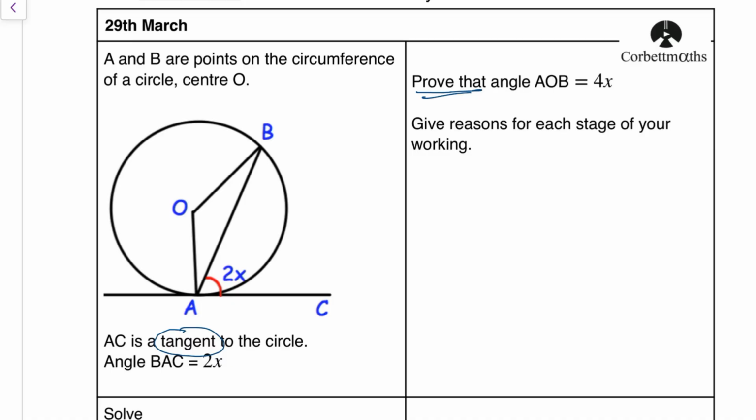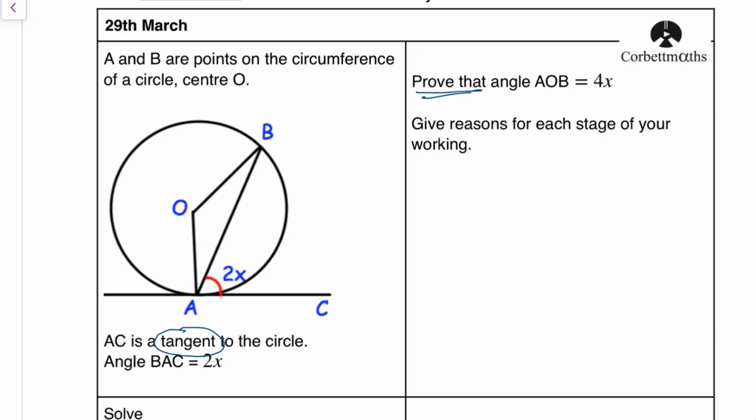I would note that this is going to be 90 minus 2x, and this is going to be 90 minus 2x. Which means that this is going to be 180 minus 90 plus 2x minus 90 plus 2x, which just leaves me with 4x. It's method 1. And by the way, I have to note that this is an isosceles triangle because it's got radii.